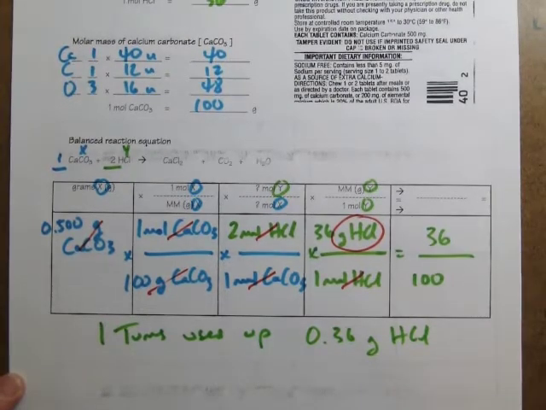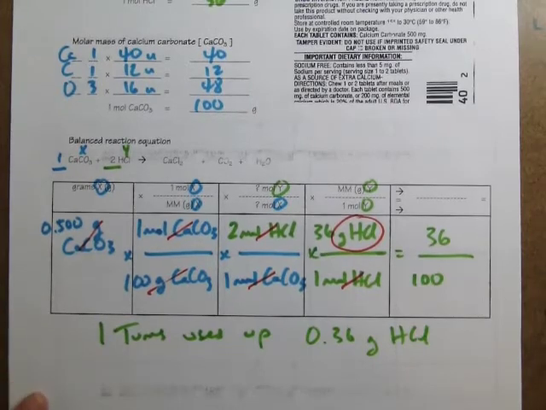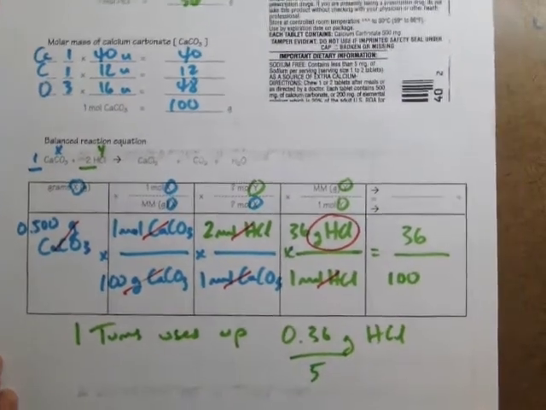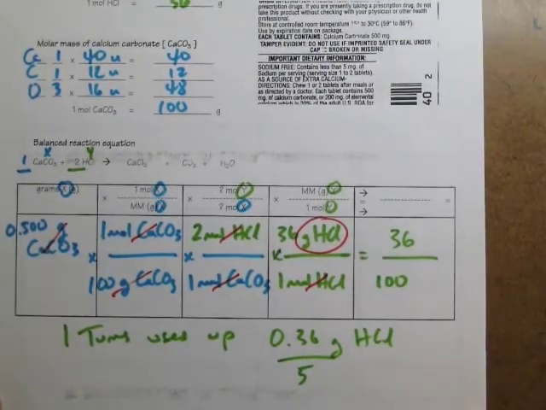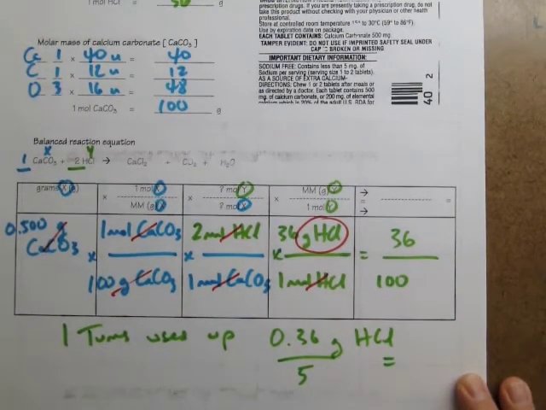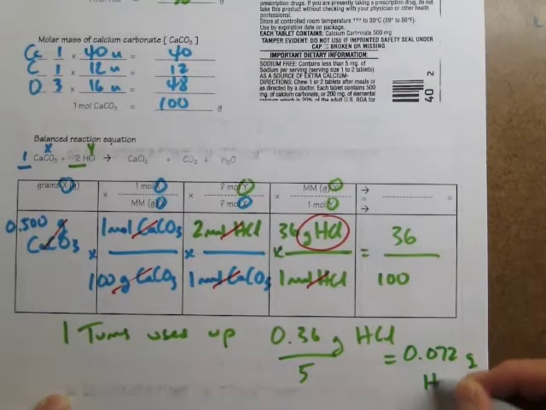Now in the analysis that we're doing, I set it up so that each 100 milliliters of stomach acid has 1 tablet dissolved in it. But we're only going to analyze a 20 milliliter sample. So that's 1/5 of a Tums that's going to be actually analyzed. So we're going to divide this by 5 because the sample that we're testing is only 1/5 of a Tums worth of chemistry. So if you divide that 0.36 by 5, you get 0.072 grams of hydrochloric acid.